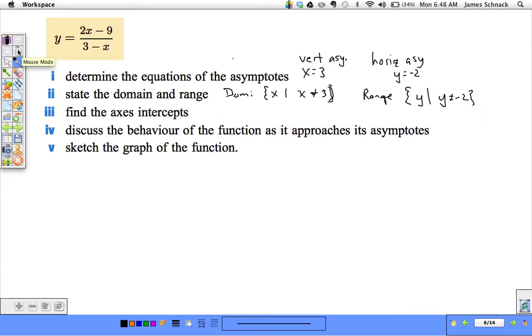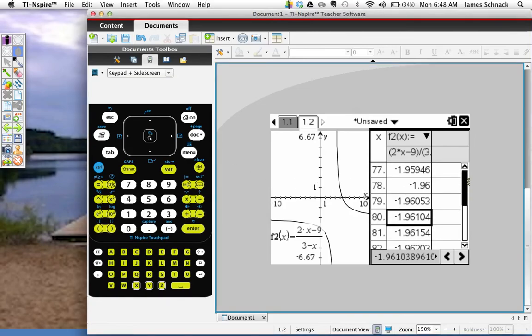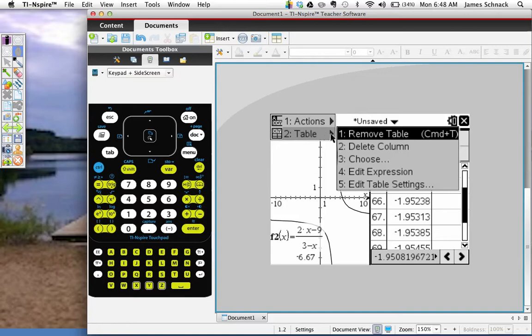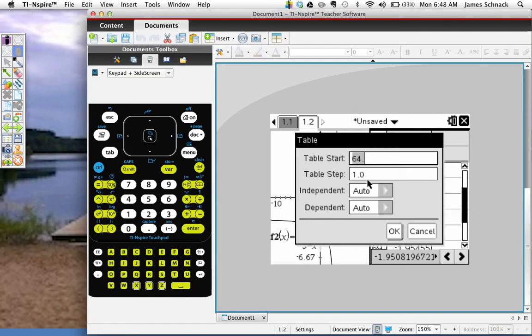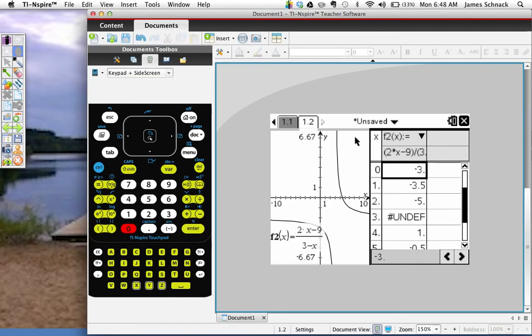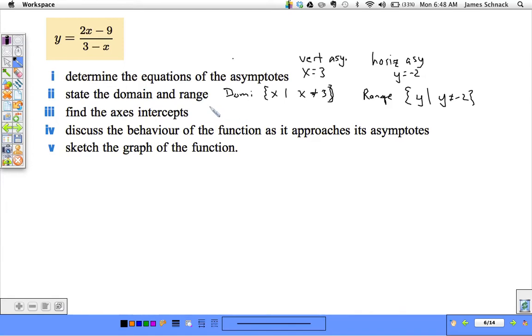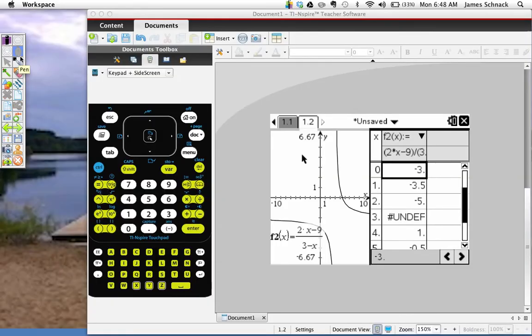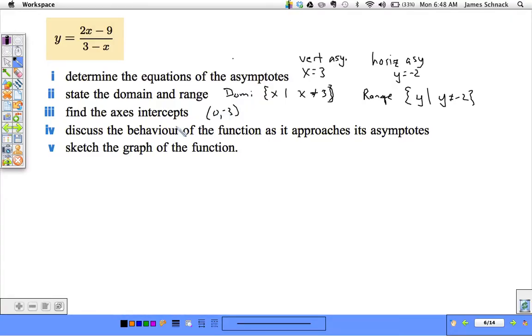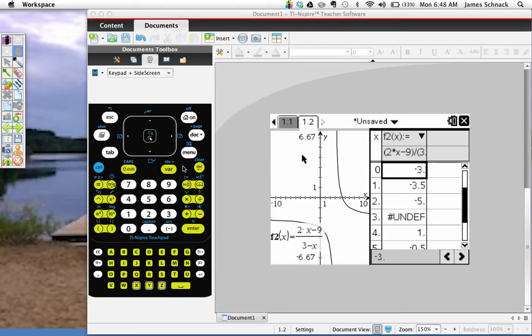Axes intercepts. All right. So let me roll back up here. Let's change my start value to 0 again. Get back up to the top. So when x is 0, y is -3. Well, that's my y-intercept. Cool. (0, 3) or (0, -3)? I don't remember. -3.